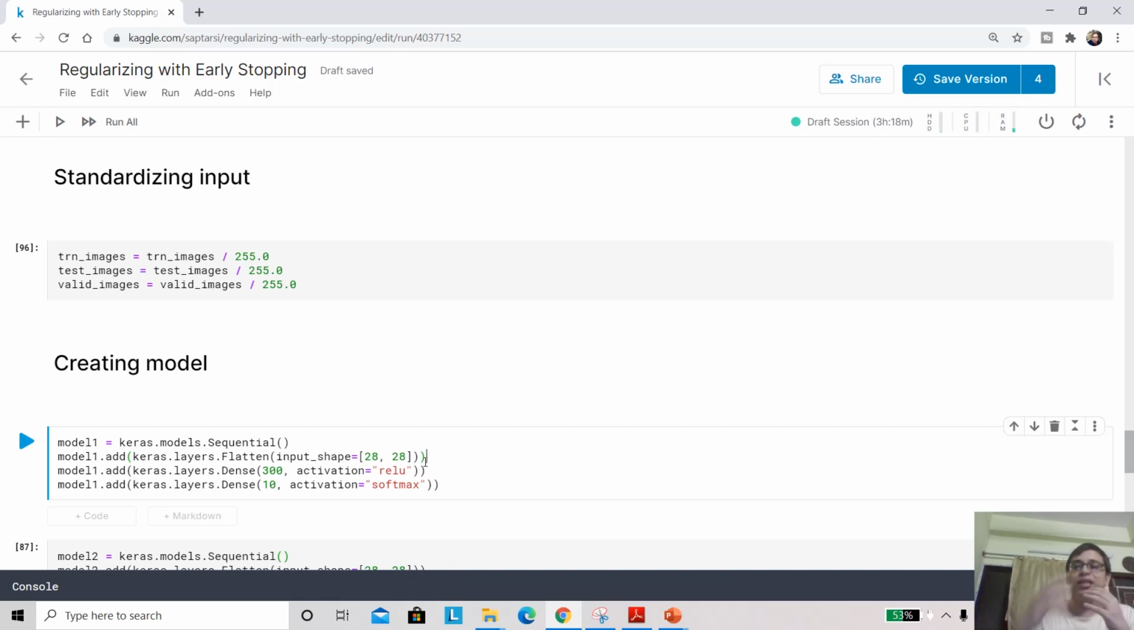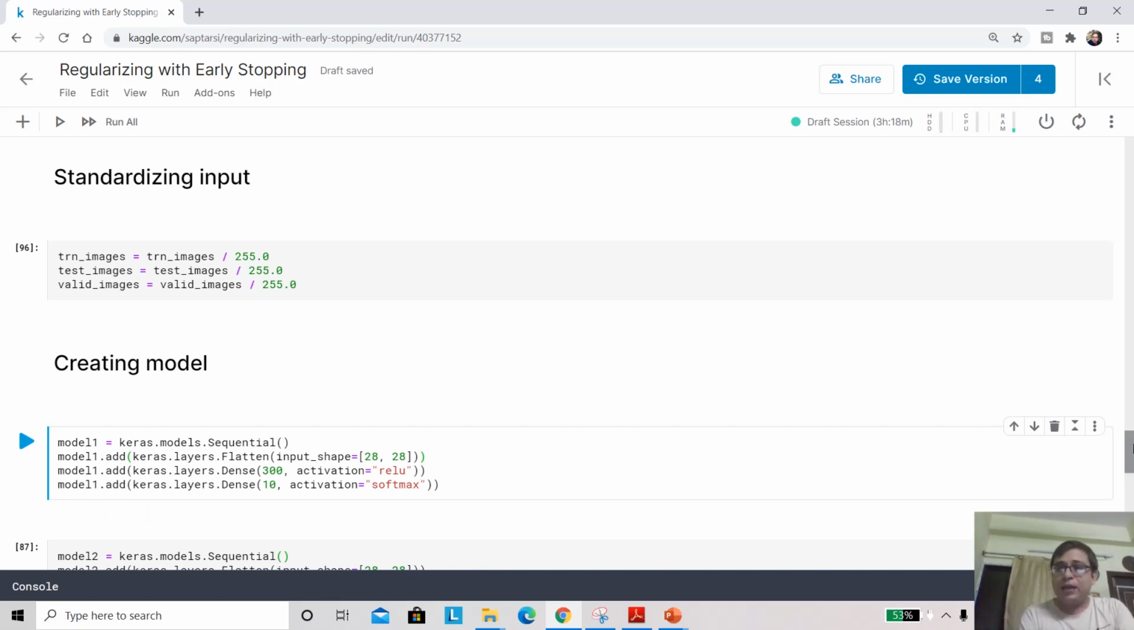So we are changing it to a 784 into 1 image. We are using only one hidden layer with activation as ReLU, and we are adding the final layer, which has an activation of softmax. Whenever it is a multi-class classification problem, it is the softmax activation that we use.